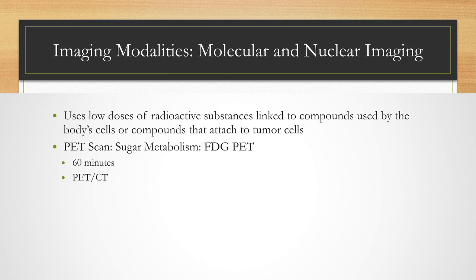So what takes up glucose the most? Your brain. Your brain takes up the most glucose. So on a PET CT, you can see the brain light up, and I'll probably have an image of that. But it would not be good for brain cancer because you wouldn't be able to tell what's abnormal or normal because the whole brain takes up the glucose.